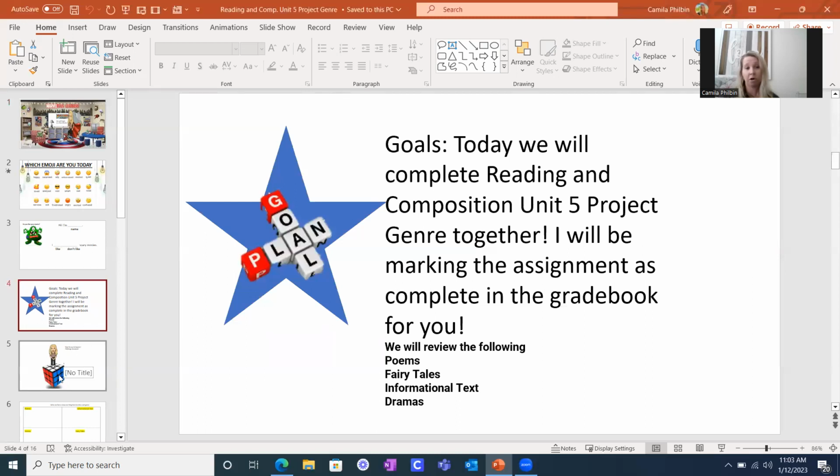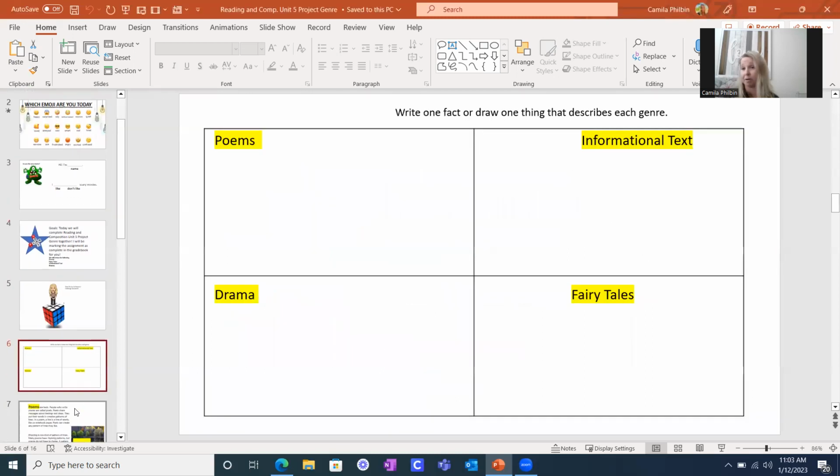So if you were going to make a poster, you could go ahead on a piece of paper and draw 4 boxes, kind of like I did up here, and then write one fact or draw one thing that describes each genre. So think about what we learned about poems, informational text, drama, and fairy tales.